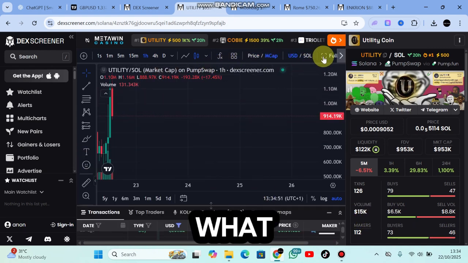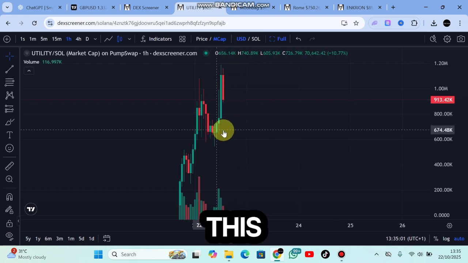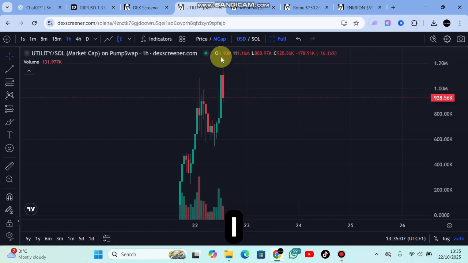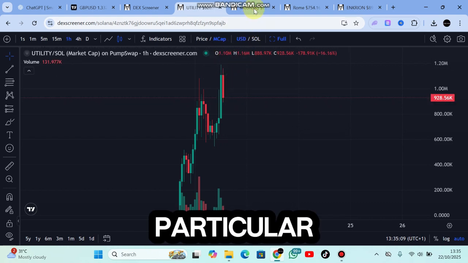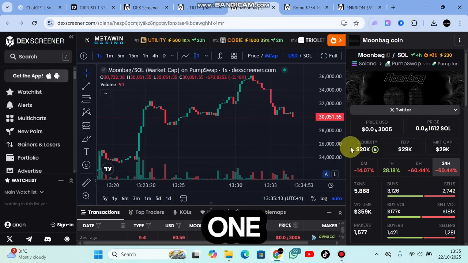So just like I said, what I'll be doing is simply wait for entry. Don't let the fear of missing out make you enter too early. I'll simply wait for the particular place, I buy and I take my profit, very, very easy. If I do this, I get to make at least 2x on this particular token. So the next one is this particular one.